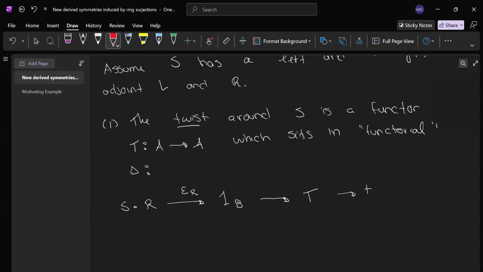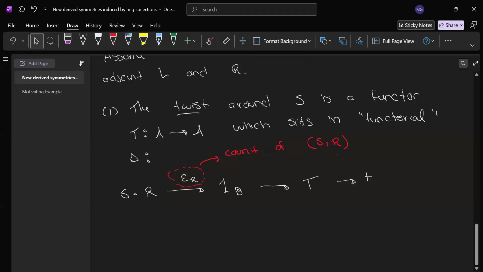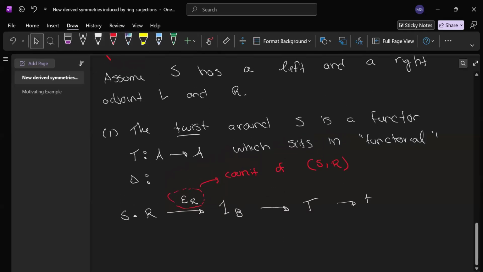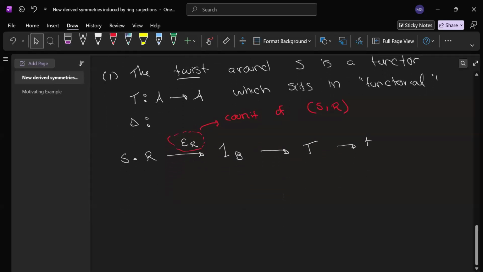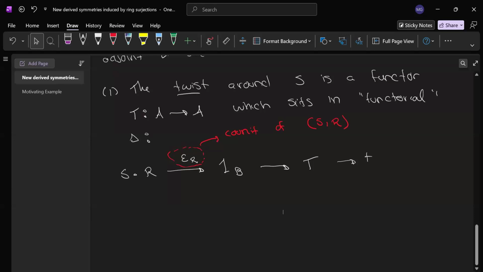So this map here, epsilon R, is going to be the counit of the adjunction between S and its right adjoint. Somehow we're assuming that triangles between functors exist, which is a complicated assumption, and it's why we need to assume all of the DG enhancement assumptions in the background. But for the purpose of this talk, we can just assume that this triangle will exist, and we can specify this functor T up to isomorphism uniquely.